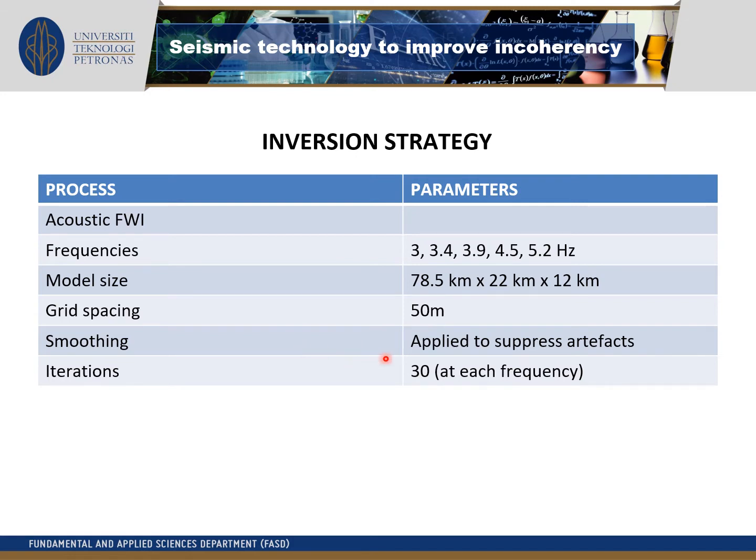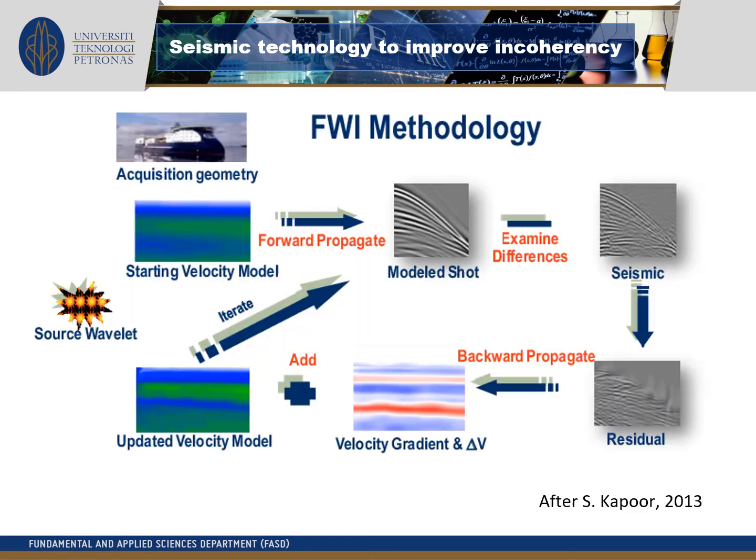Smoothing would be applied to suppress artifacts, and the iterations would be 30 iterations at each frequency. Moving on, this is the summary of the full waveform inversion methodology.